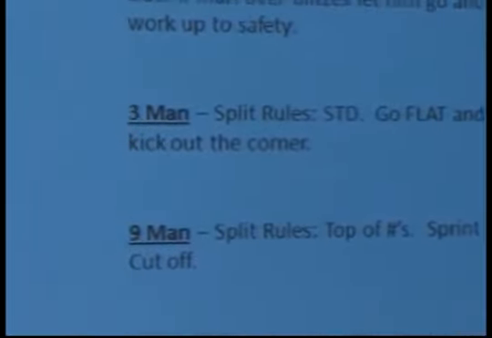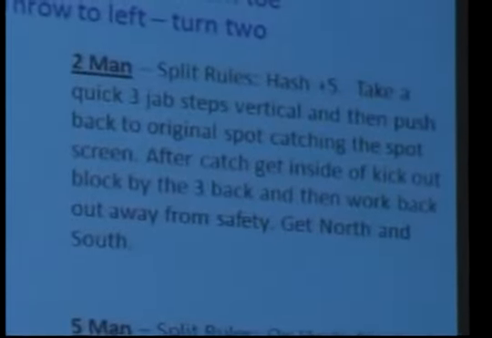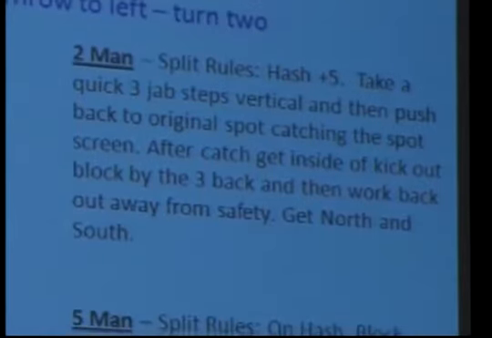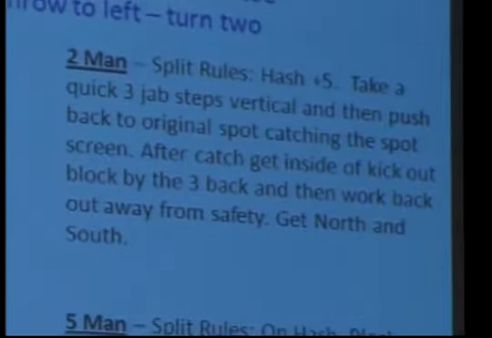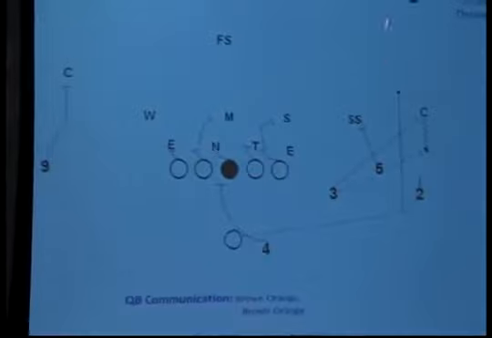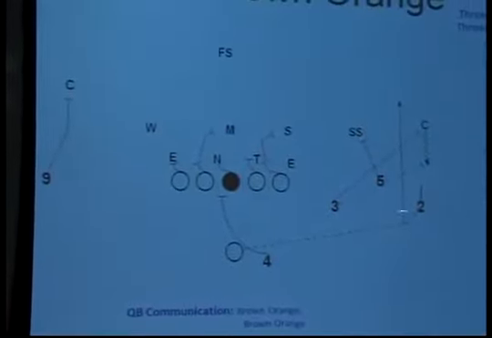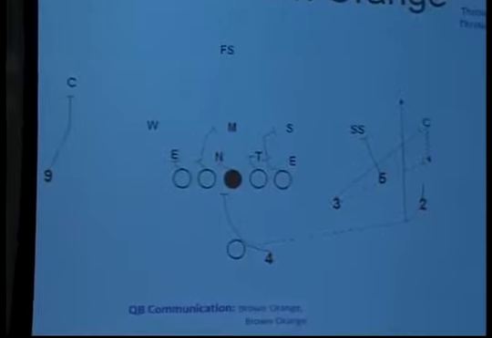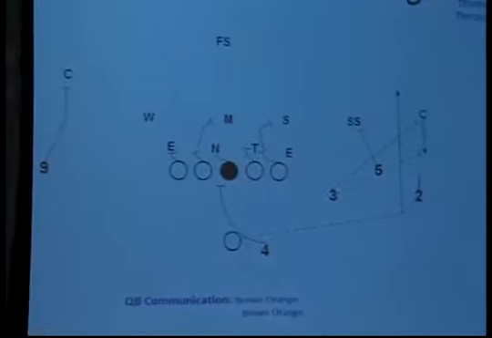The two-man, obviously, has got to do a great job. Two-man's got to split rules or plus five from the hash. Take a quick three, jab step, again, if it's off coverage, and then push back to the original spot, looking to catch the ball and get back into the tunnel, looking to get back to where the block is occurring and splitting the seam right here. Get north and south. Your five-man, your split rules, you're on the hash, you're blocking the man over. You're blocking for the bubble.